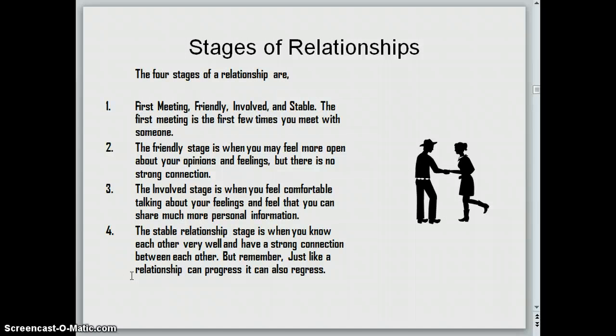There are four stages to a relationship: the first meeting, the friendly stage, the involved stage, and the stable relationship stage. This is generally addressing romantic relationships, not so much friendships that are purely platonic.